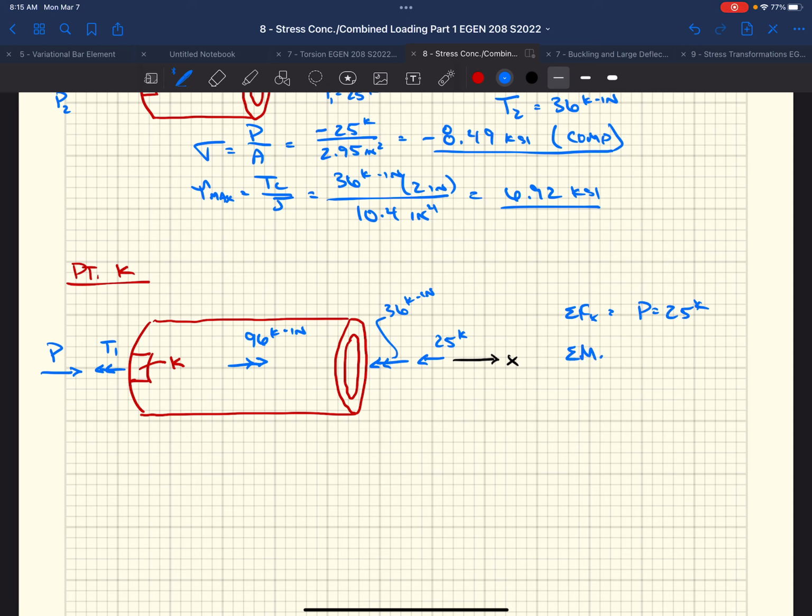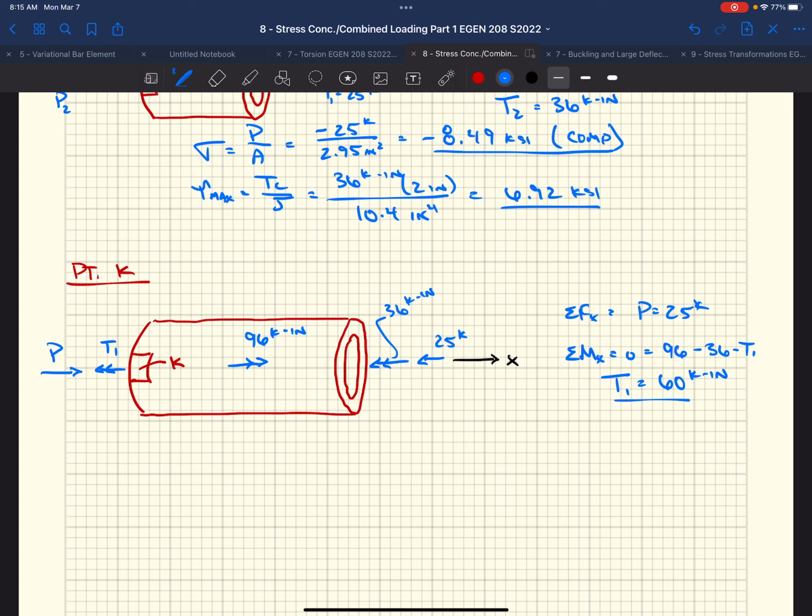If we sum moments about the X axis equals 0, well, we have 96 kip inches that's acting in the positive X coordinate. We have 36 acting in the negative. And then I guessed, right? I put my double vector arrow as the torque applied at point K in the other direction, negative direction. So I'm going to write that up as a negative T1. So T1 now becomes 60 kip inches.